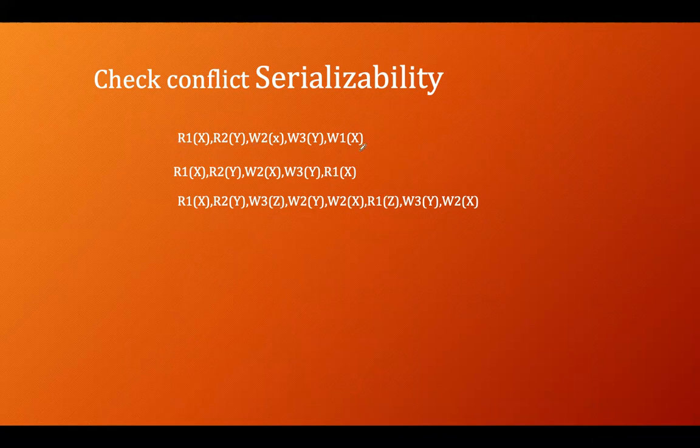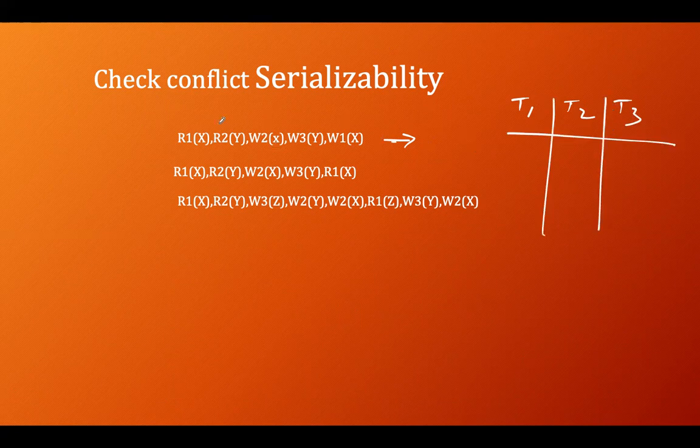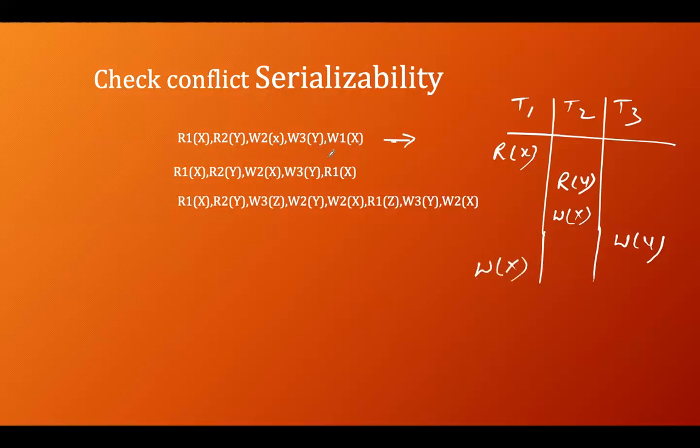So how can you interpret this? If we go for the first one, it says there are T1, T2, T3, three transactions. How are the operations taking place? In transaction 1, there is a read operation on X. In transaction 2, there is a write operation on Y. In transaction 2, there is a write operation on X. In transaction 3, there is a write operation on Y. In transaction 1, there is a write operation on X. Okay, so this is how it looks.